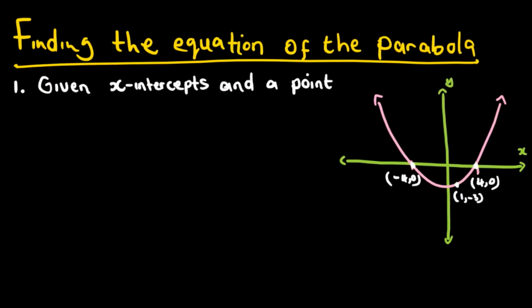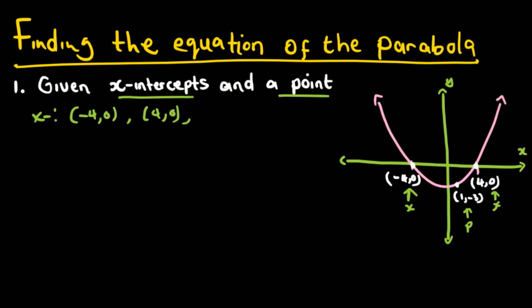Hi guys, so today we're going to find the equation of a parabola. The first scenario is when we are given the x-intercepts and a point. The x-intercepts are given as (-4, 0) and (4, 0), and the point is given as (1, -3). Having these three will help us find the equation of a parabola.